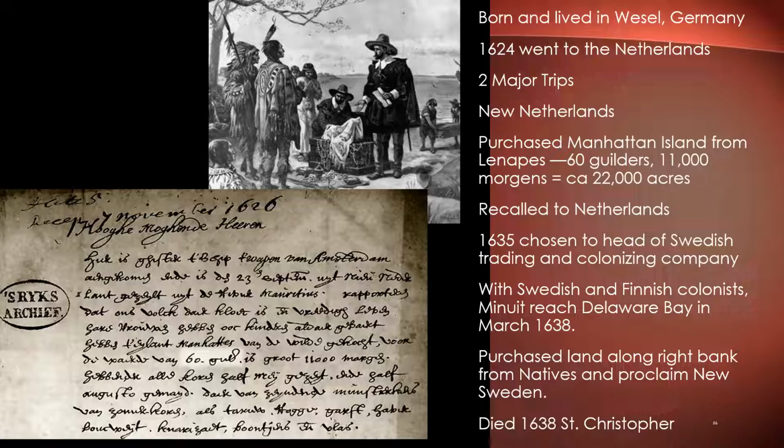He got recalled to Netherlands, and then he became the head of a Swedish trading company, and came back to this area in 38. He again purchased land on the right bank from the natives and proclaimed New Sweden. He died in 1683 in St. Christopher Island in a storm.